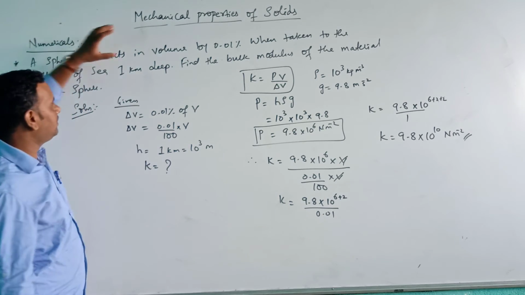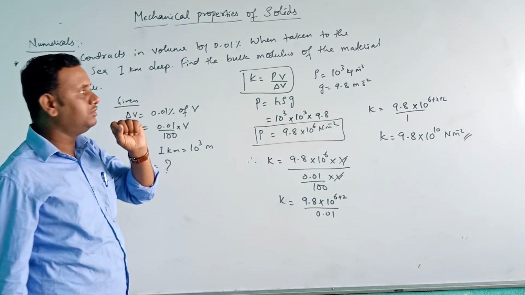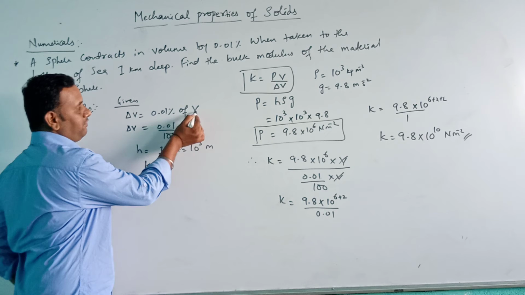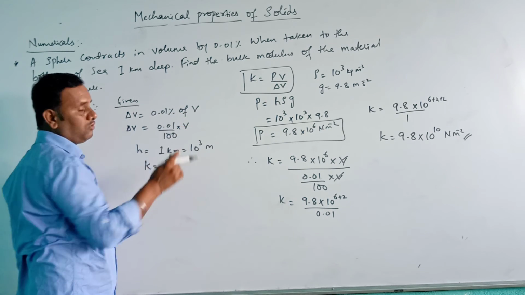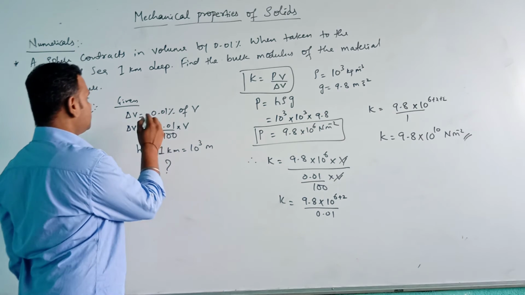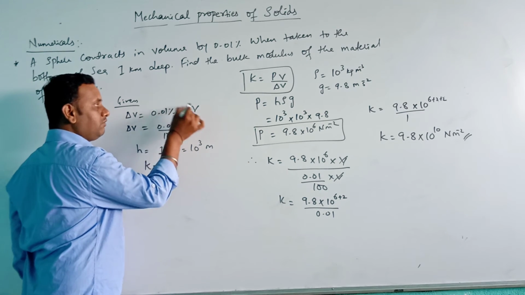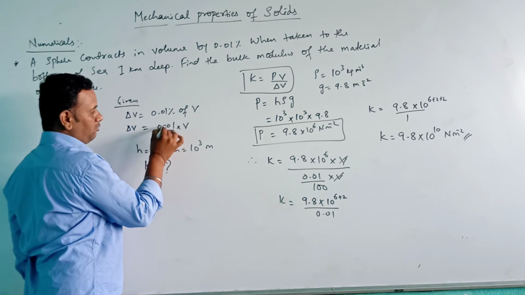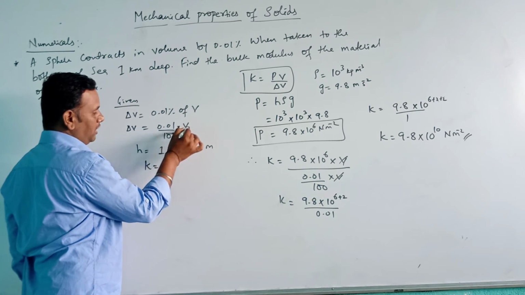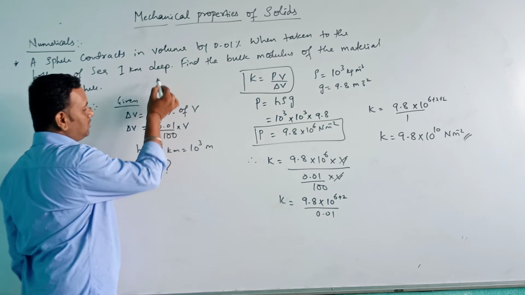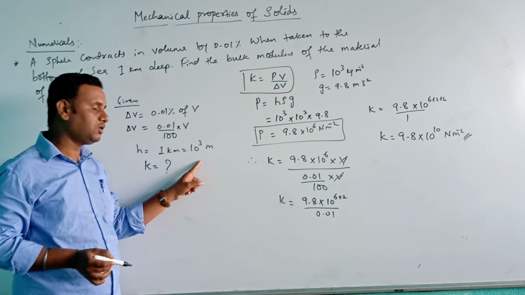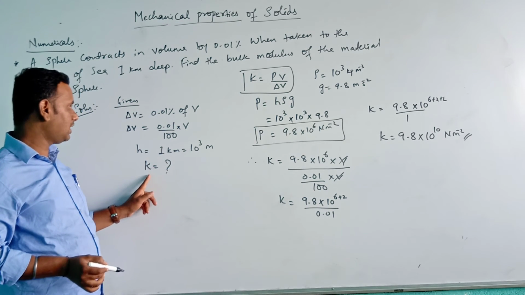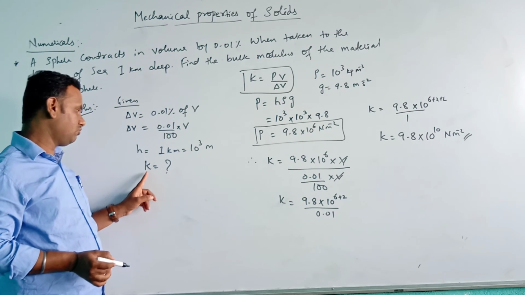So there is a sphere which is contracting in its volume. That volume we are considering as V. Out of the total V, 0.01% of the volume is contracting, which we calculate as 0.01 divided by 100 into V. Height is how much? Depth. Depth is how much? 1 kilometer. So 1 kilometer is equal to 1000 meter. So we have to calculate the bulk modulus here, which is given by K.